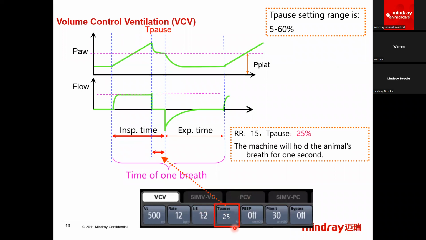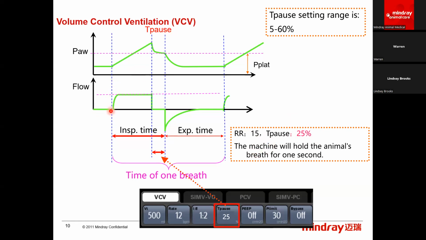So we also have a setting that is called T-pause. T-pause is expressed as a percentage of the entire respiratory cycle. So a 25% T-pause is going to be a pause of 25% of the entire breath cycle. If I'm at a respiratory rate of 15 and each inspiratory-expiratory cycle takes 4 seconds, T-pause is going to be 1 second. Essentially, this is a breath hold at the end of the inspiratory cycle.